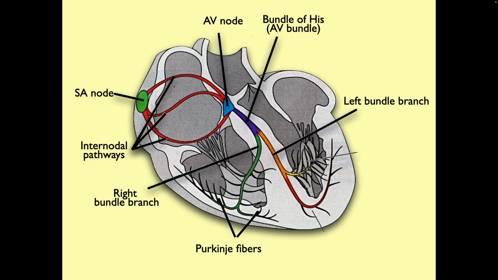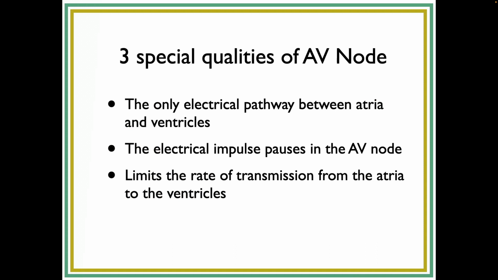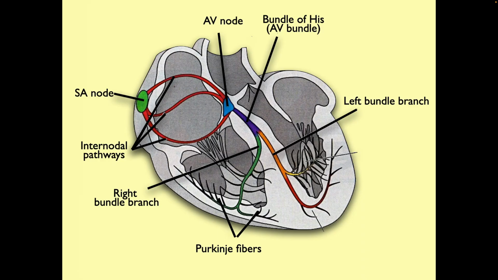So the other thing, and this is really important that you know this, it's the only way for the impulse to get from the atria to the ventricles. Everything else, let's go back and look at our picture. You would think, well, how come it just can't come straight down here? Why can't the electricity just go straight down from atria to ventricles? Why does it have to come through here?